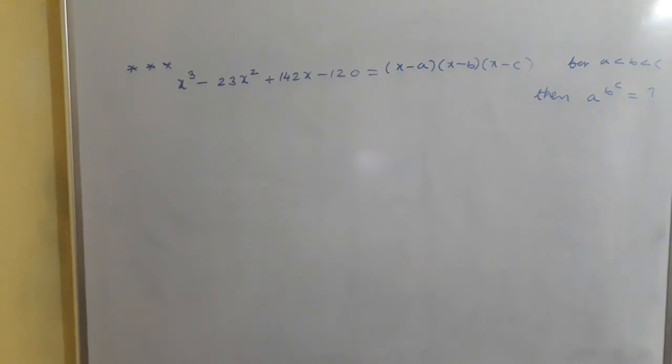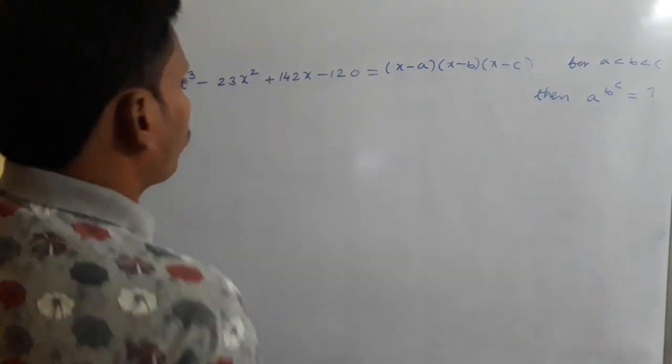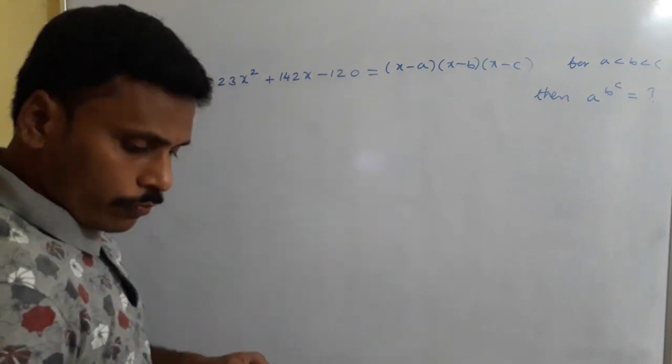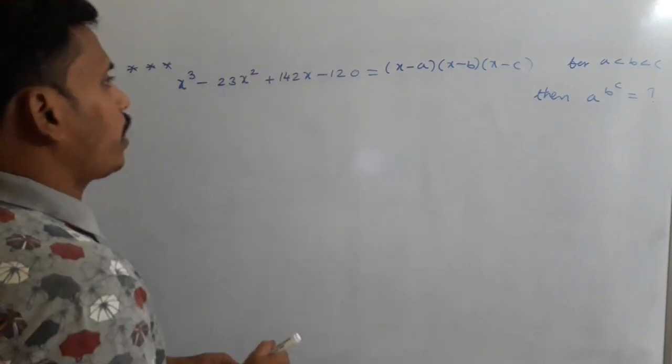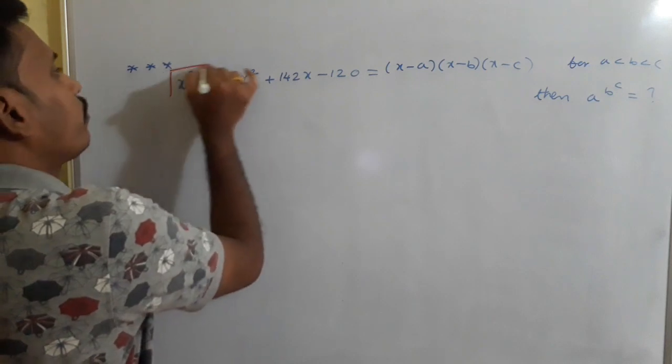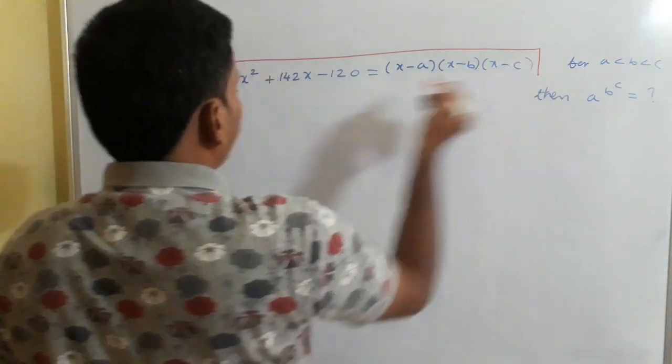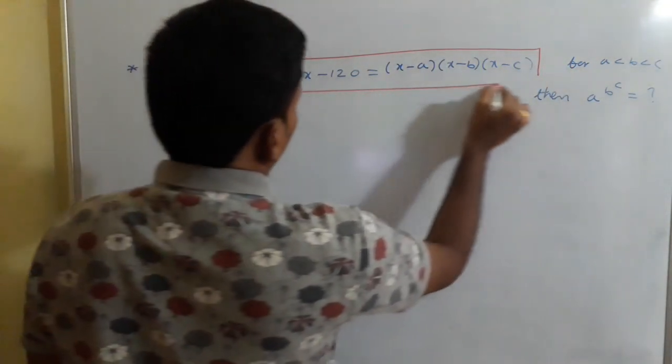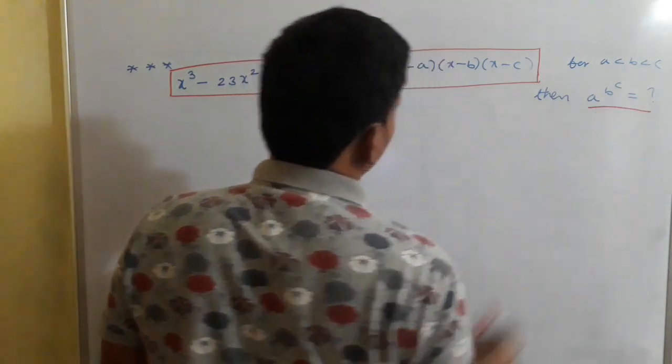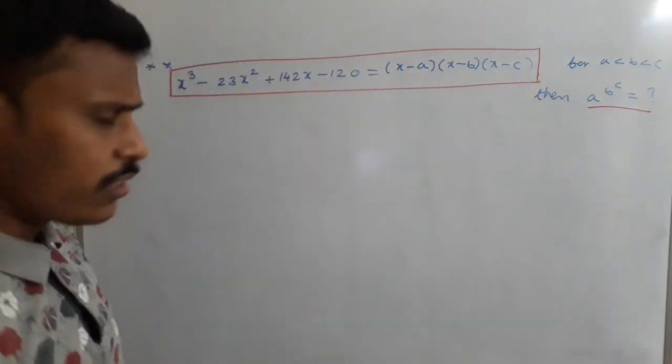So next problem, this cubic expression is equal to (x minus a) into (x minus b) into (x minus c), and a, b, c are in order. Our target is to calculate the value of a power b power c. See, very simple, I think so.